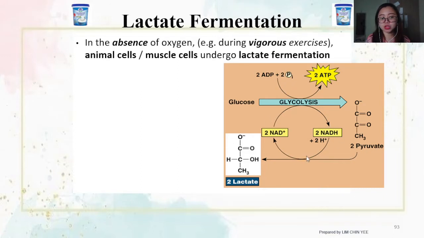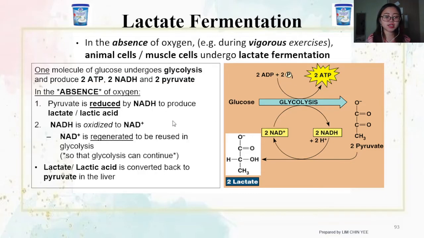Kenapa penting untuk kita buat ini? Supaya kita ada NAD plus untuk terima elektron, supaya kita boleh pecahkan molekul glukos yang seterusnya. So let's look at the text explanation. One molecule of glucose will undergo glycolysis and produce 2 molecules of ATP, 2 molecules of NADH, and 2 molecules of pyruvate. So in the absence of oxygen, pyruvate will be reduced by NADH to produce lactate or lactic acid.